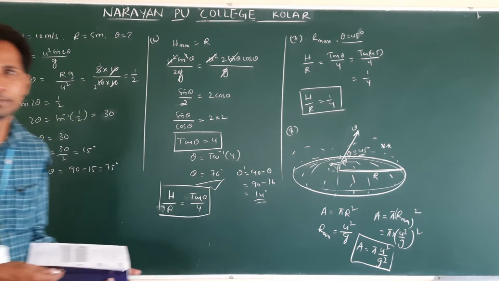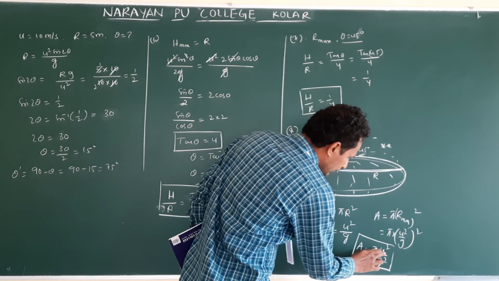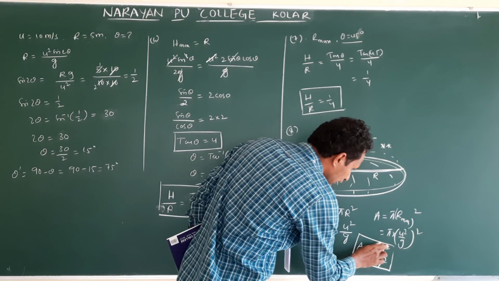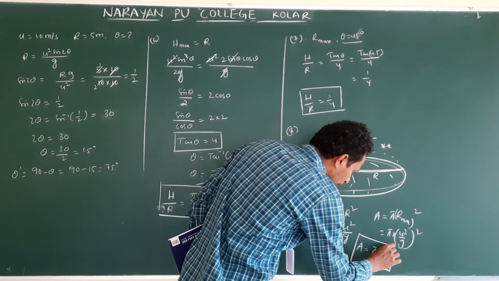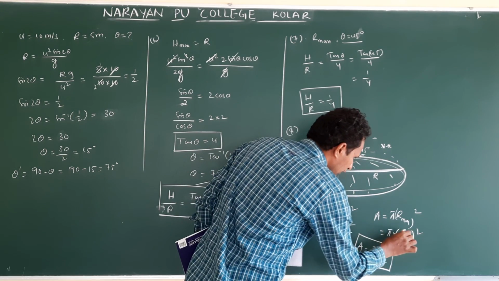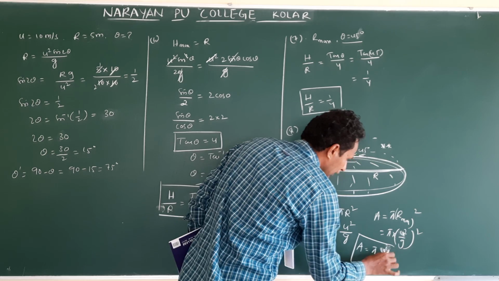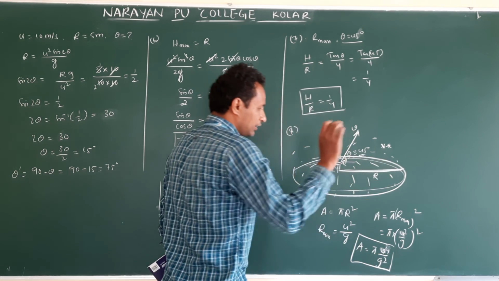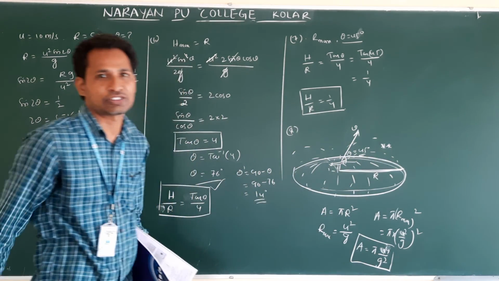Clear? Okay, now here u square, the whole square is there, so it is u power 4. They have given v actually, and this is v square. We are following formulas, but they have given v, so v power 4. Instead of u, substitute v. That's all.